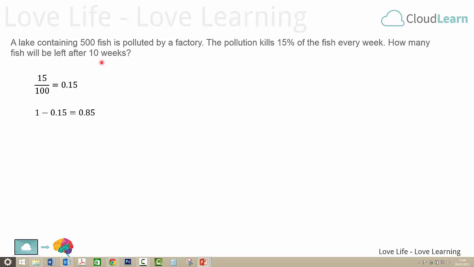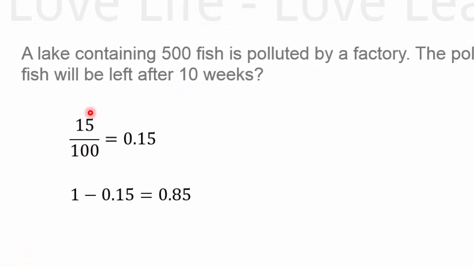Now, there are a couple of ways that we can go about doing this. One of them is to convert the percentage 15 over 100 into a decimal, so we get 0.15. And then we do a little subtraction, given that the original amount that we had represents one, in other words, 1 unit of 500 fish. And we're going to subtract away from that the percentage that's lost. That gives us 0.85. Now, to illustrate what that actually means, we're really saying that at the end of the first week we've got 85% of the fish left.